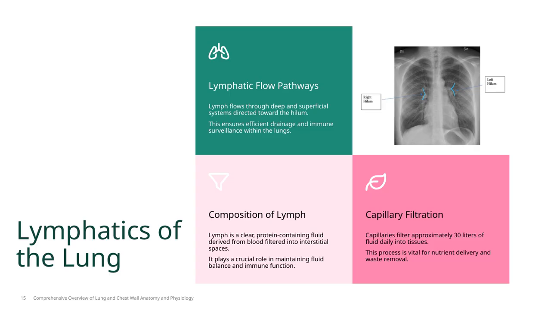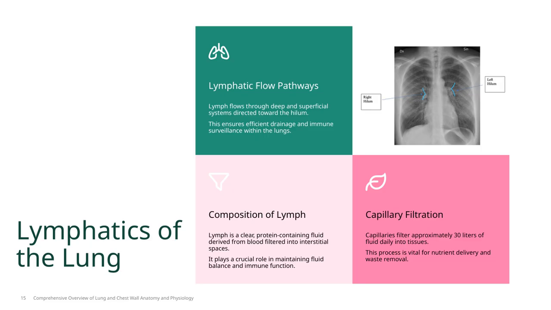Lymph travels through both deep and superficial systems, and importantly, it's directed toward the hilum, which is the area where the vessels and nerves enter and exit the lungs. This pathway is crucial because it ensures that lymph is efficiently drained from the lung tissues, helping to maintain fluid balance and support immune surveillance. Essentially, it acts as a cleaning and defense system, keeping the lungs healthy.